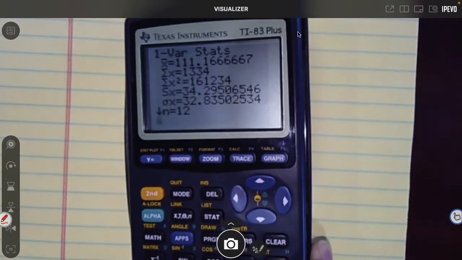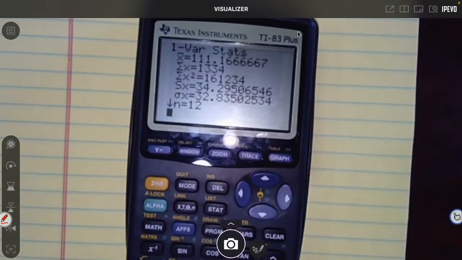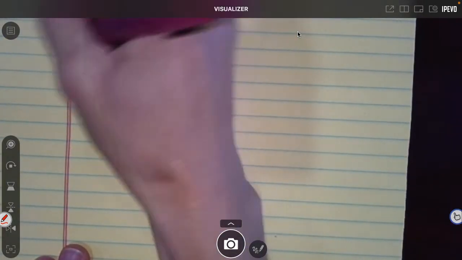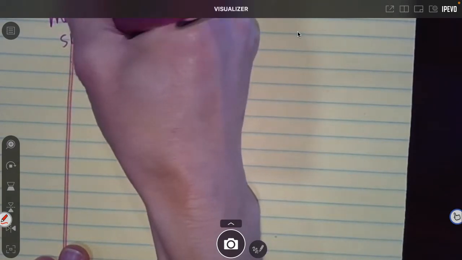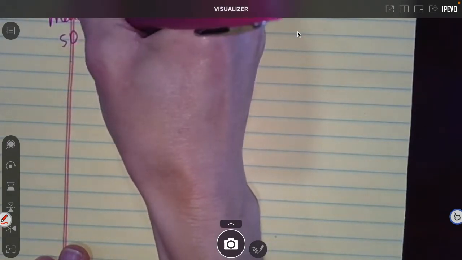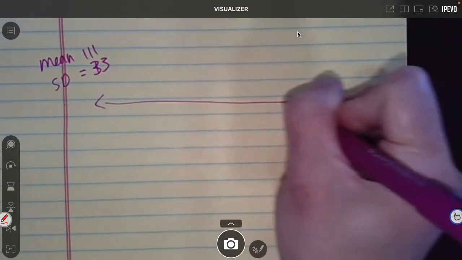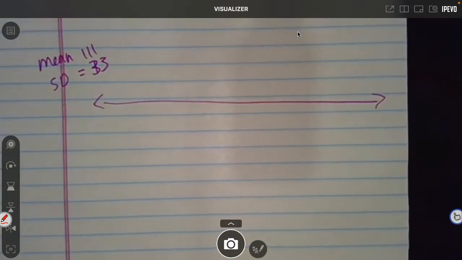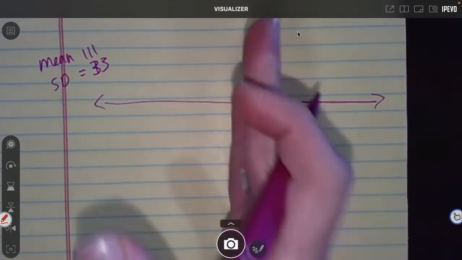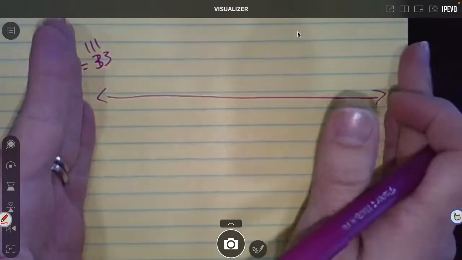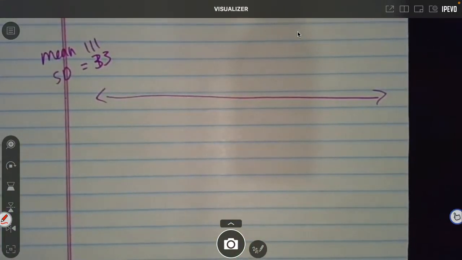Okay, let me write this down. Does everybody understand that my mean is 111 and my standard deviation is 33? Now what we need to do is put all of our numbers on a number line that they've listed, and then I'm going to mark the mean, and I'm going to go out and see how many standard deviations I have to go out. So watch. Let me put all my numbers on the number line.